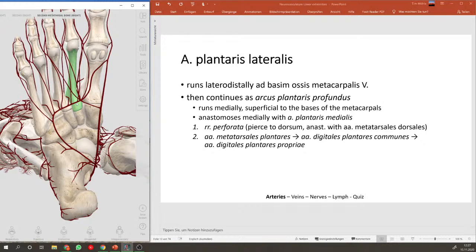Oh, that was a little too far. Into the proper digital arteries. Yeah, so you can see here the bifurcation.